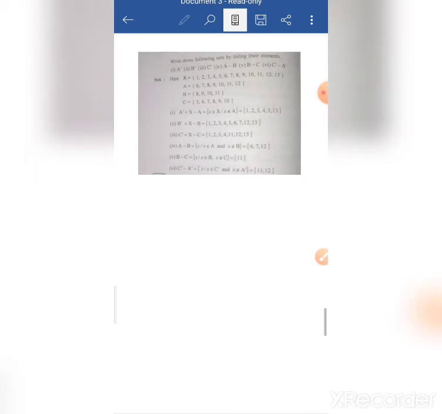Next, C dash minus A dash. C dash means take the complement of C, and A dash means take the complement of A, and then take their subtraction. The elements are x such that x does not belong to C dash and x belongs to C dash and x does not belong to A dash. Then the answer is 11 and 12.